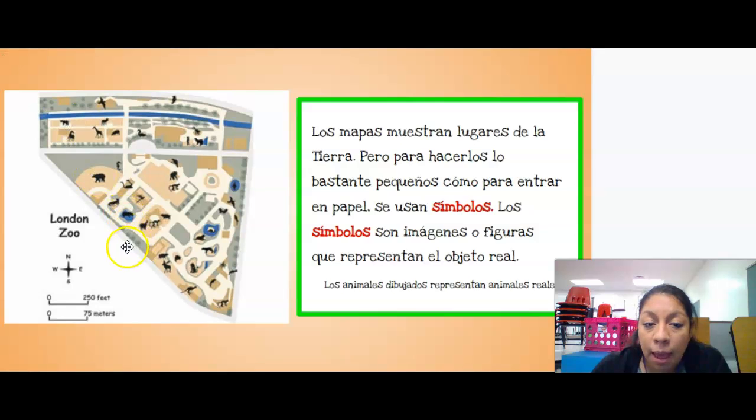For example, on this map, this is a map of the London Zoo. They used animals to show where those animals are located in the zoo. So they'll use images or figures to represent a real object. So if you look right here, there's different animals, and that represents where they're located in the zoo. But you can also see that there's like a pond right here and like a little creek that runs through it. So those are images of things that you probably will find at the zoo so that you can find the different animals that you want to visit for that particular zoo.